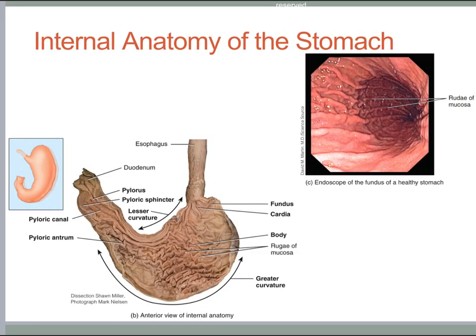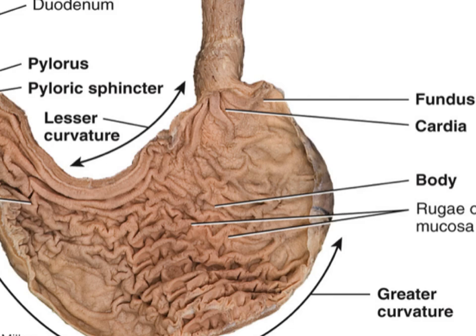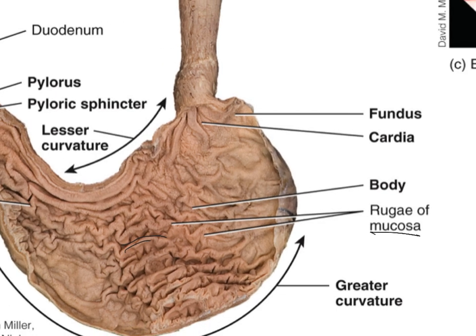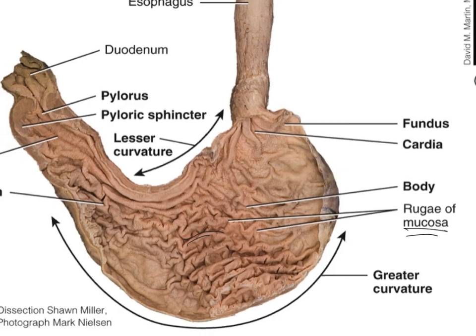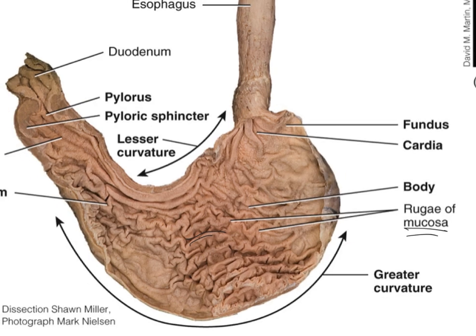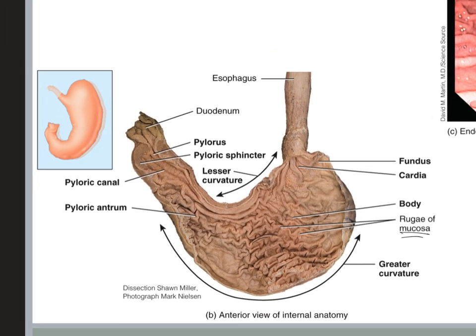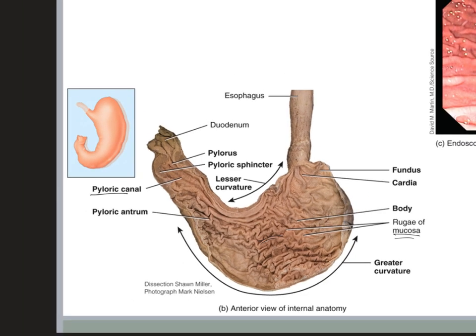We can look at the internal anatomy of the stomach. So again, this is good because we can actually see these folds right here. We can see these rugae. We can see the cardia, the fundus, the body, all our curvatures, our pyloric antrum, and our pyloric canal. Our esophagus is superior, and our first portion of the small intestine, our duodenum, is inferior.